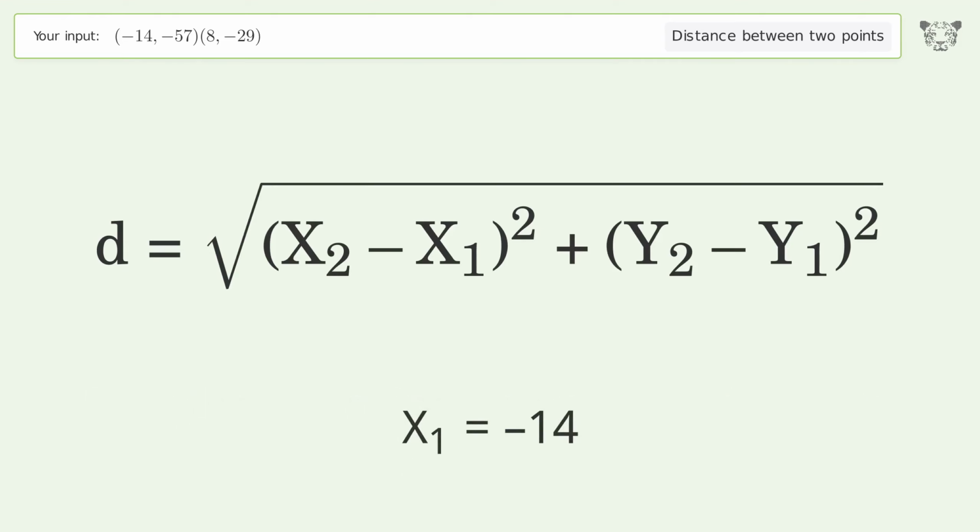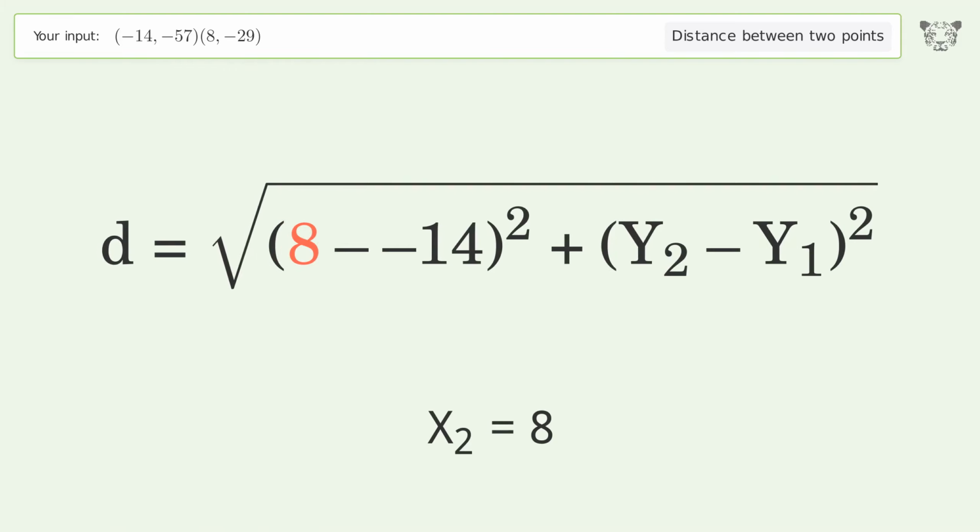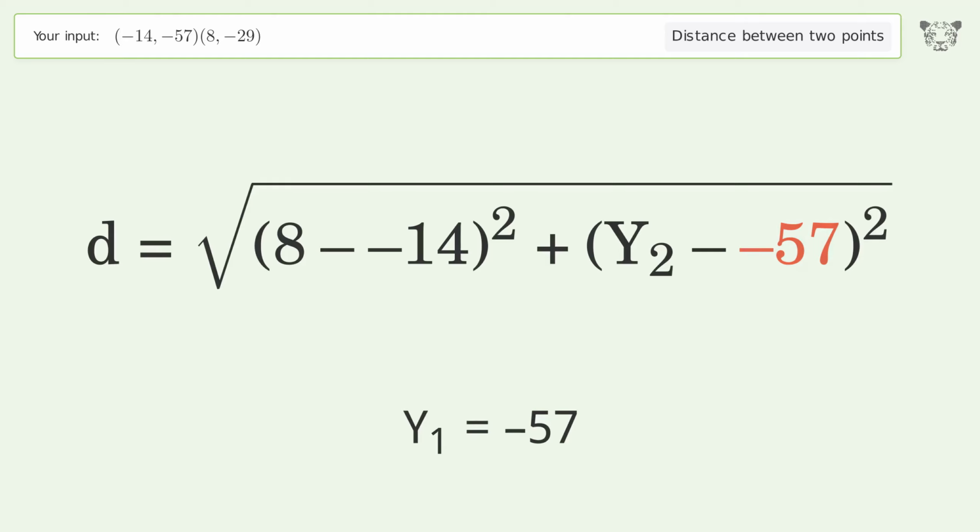x1 equals -14. x2 equals 8. y1 equals -57. y2 equals -29.